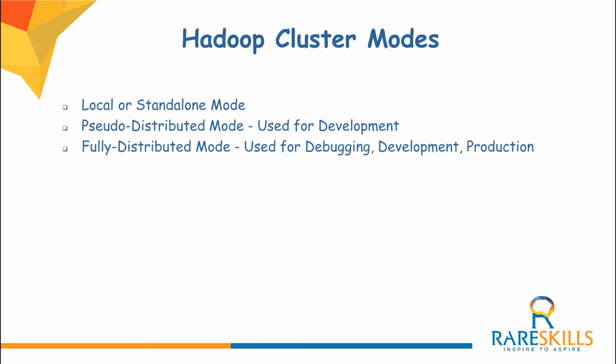So we can have three kinds of cluster modes in the Hadoop cluster. First is called local or standalone mode, which does not have any kind of HDFS, or any kind of Hadoop daemon as well. So everything runs in a single JVM.